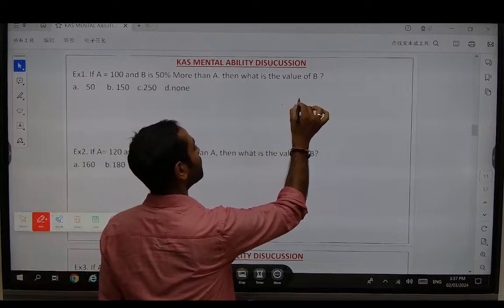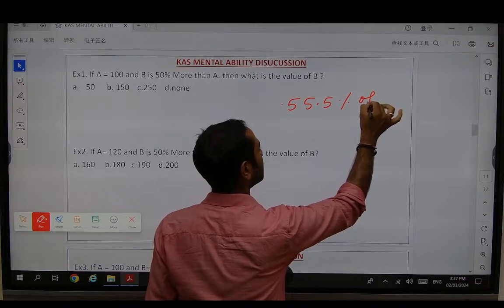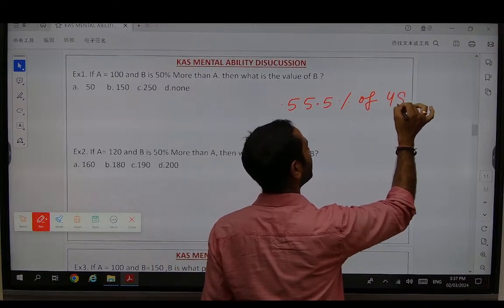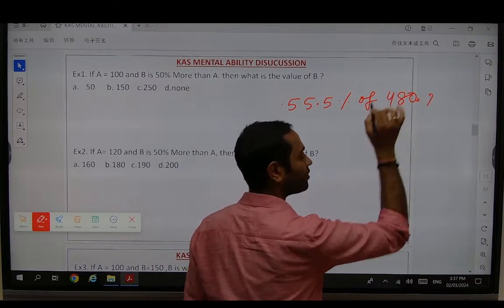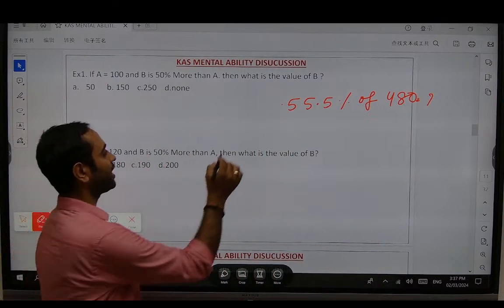Okay, so anyway we are doing percentage. Can somebody tell me what is 55% of 480? So what is 55% of 480? Can you please tell me?